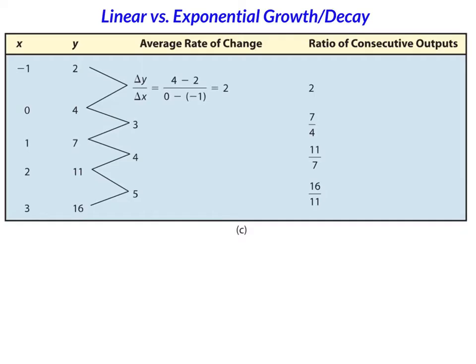And here's my third table. So here are my inputs and my outputs. And I find my average rate of change to be 2, 3, 4, and 5. So that's not the same. I know that that's not linear.